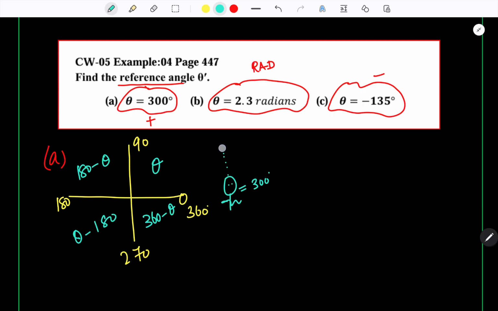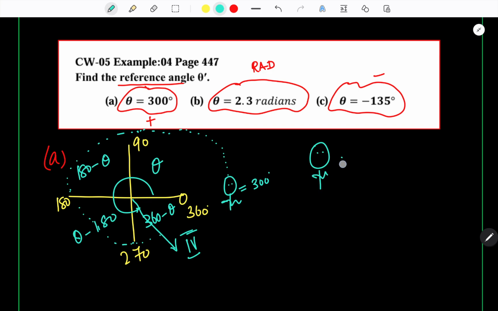300. Tick tick tick, 90. Tick tick tick, 180. Tick tick tick, 270. Tick tick tick. Ah, he will be here, right? So he is in the fourth quadrant. Understand? Right. So the man is in quadrant 4, he is in quadrant 4.